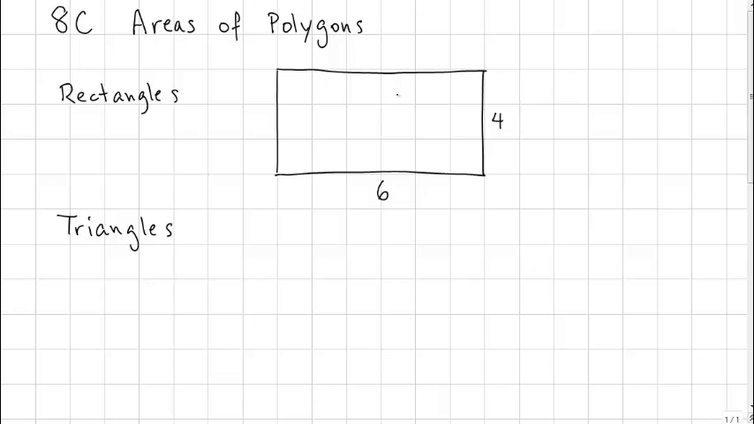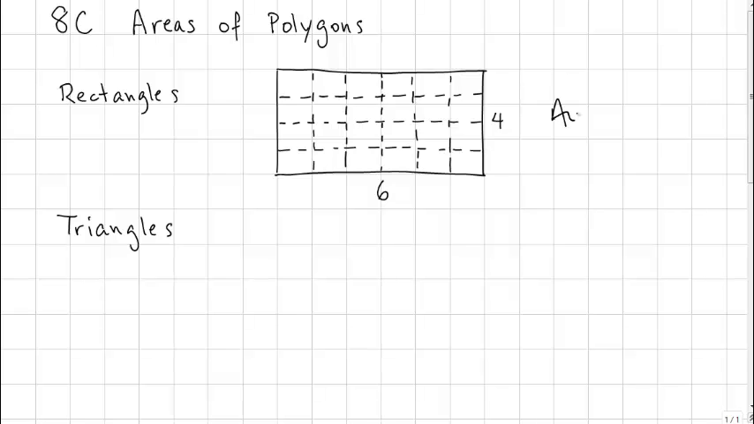You can break this 6 unit dimension into 6 unit wide strips, and the 4 you can break up quite easily as well, and then it's just a matter of counting up all the squares, and you can see very easily it's 6 times 4, so you get 24. So the area here is simply 6 times 4, 24.